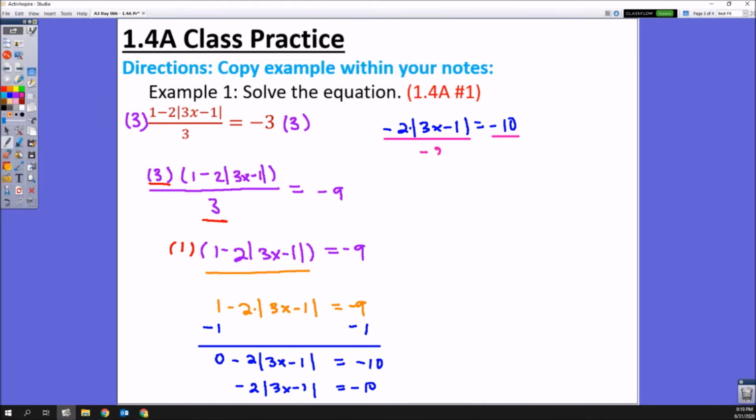And again, just like before, you see these two 3's here, it became 1, and you're left with what's in the numerator. So I'm going to do the same thing here. Negative 2 divided by negative 2 will become positive 1. Positive 1 times what you have in the numerator is the absolute value of... excuse me, so as I was saying, the absolute value of 3x minus 1 equals negative 10 divided by negative 2, which is positive 5. So now I got the absolute value by itself.